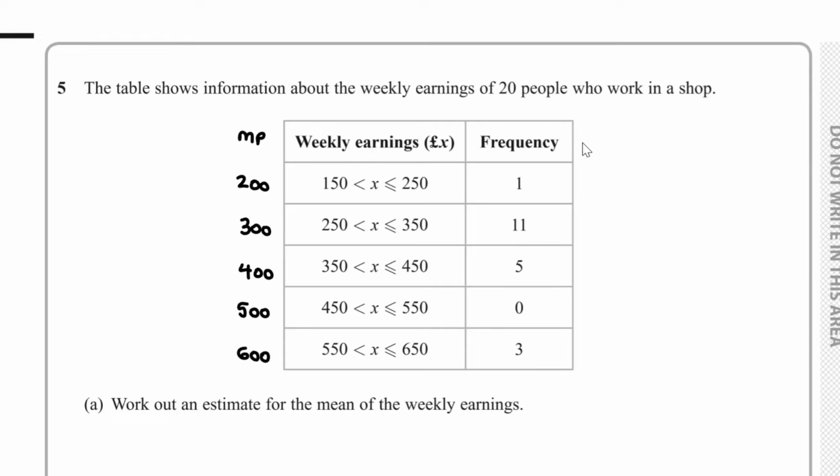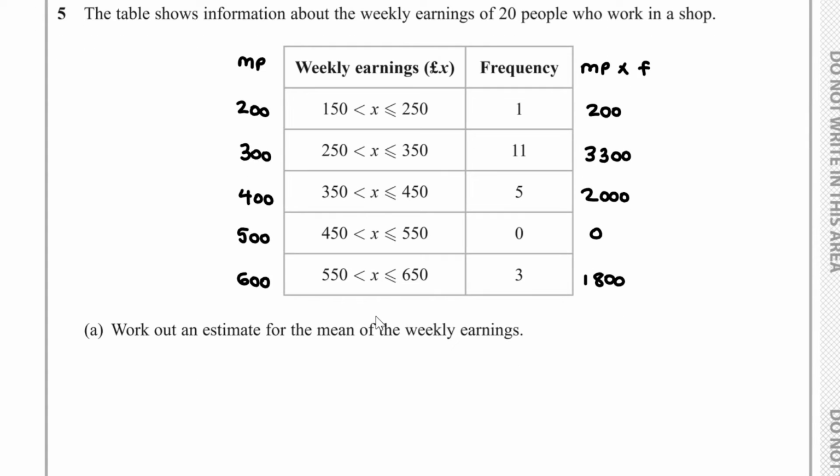We then need to work out the midpoint multiplied by the frequency. So here we've got 200 times 1, which is 200, 300 times 11, which is 3300, 400 times 5, which is 2000, 500 times 0, which is 0, and 600 times 3, which is 1800.